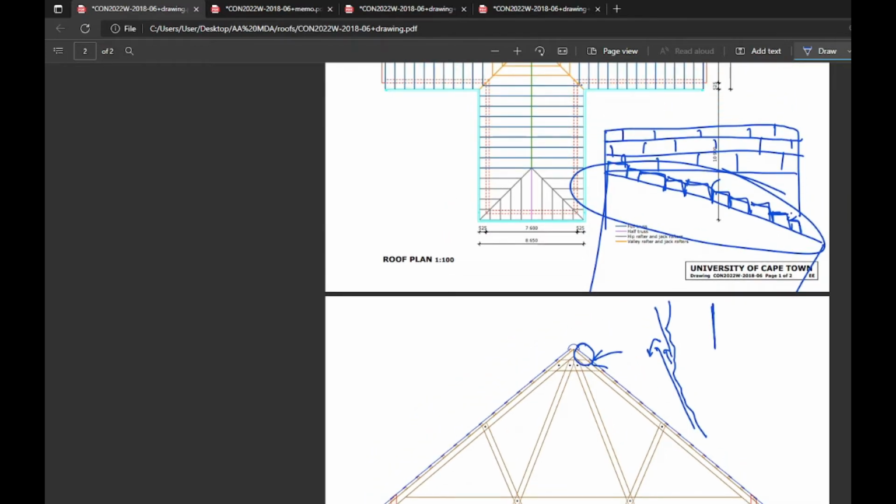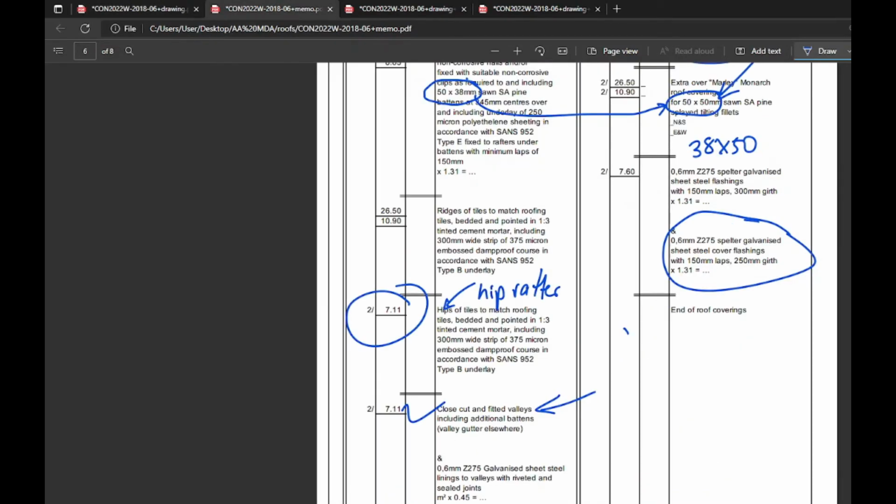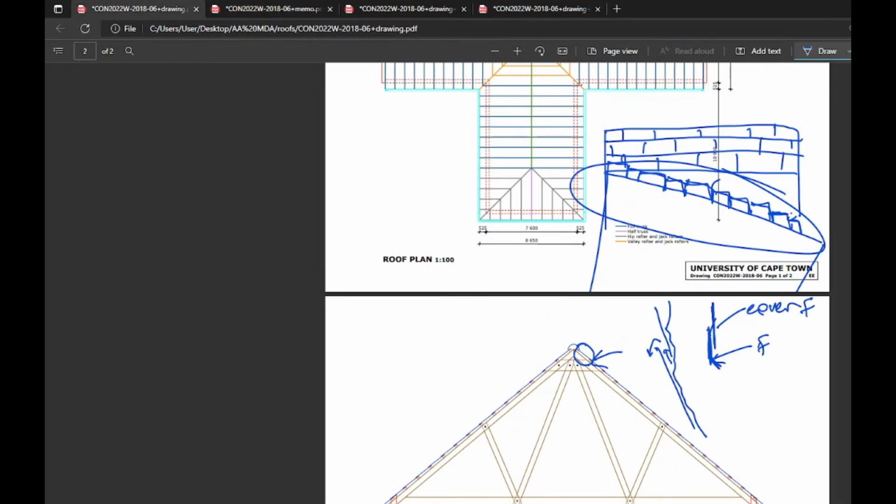Cover, and I think it's like this. Cover, F, cover for flashing. Okay, and this is just flashing. Okay, flashing and cover flashing. That is it. That is how this applies to the drawing, where the brickwork meets roofing.